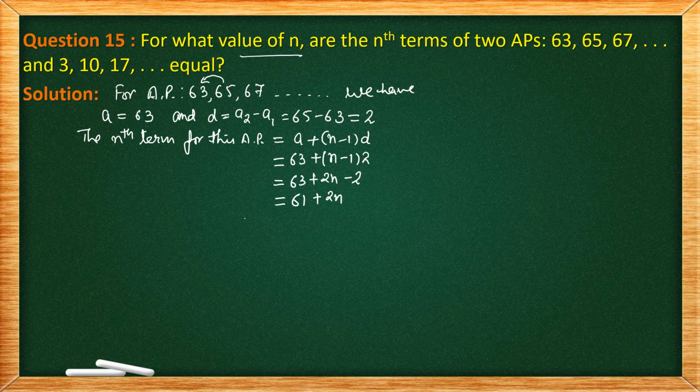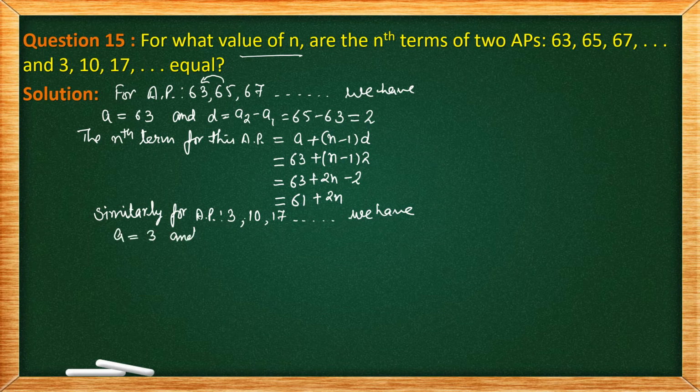Similarly for the next AP, 3, 10, 17 and so on, we have A, that is the first term, as 3 and common difference D as A2 minus A1, and this is 10 minus 3 is equal to 7.